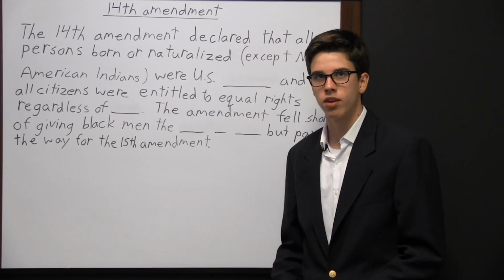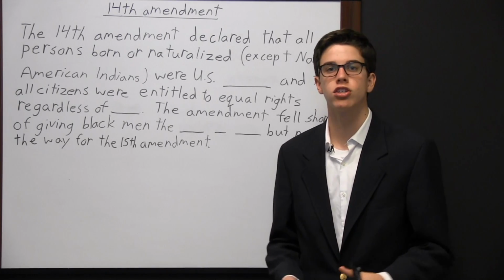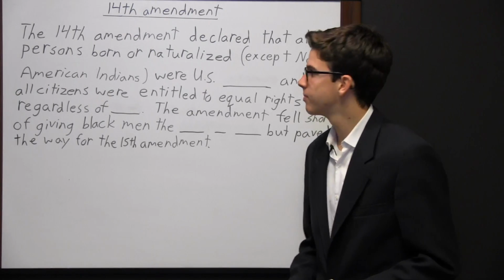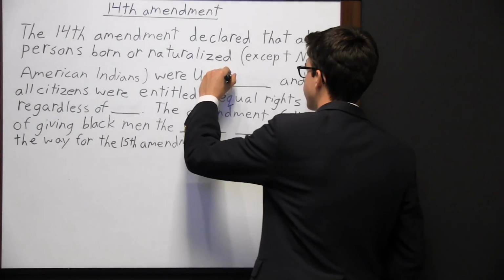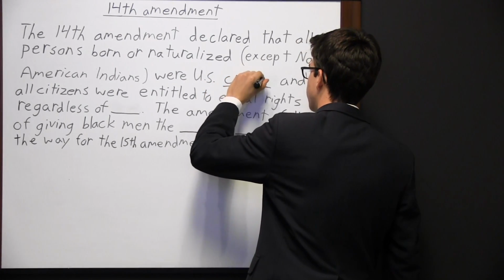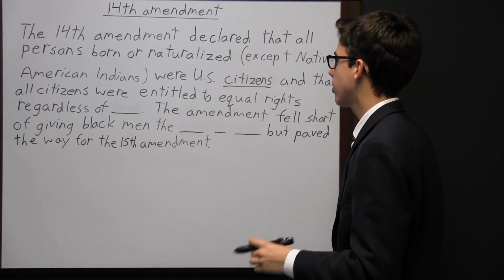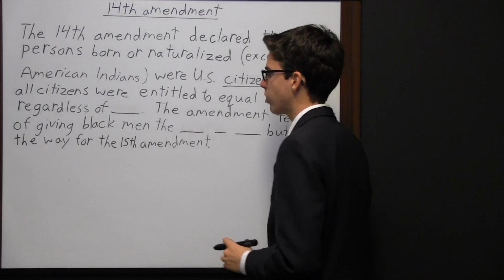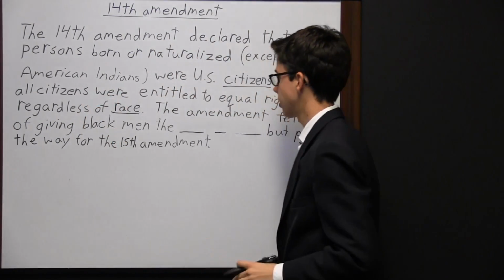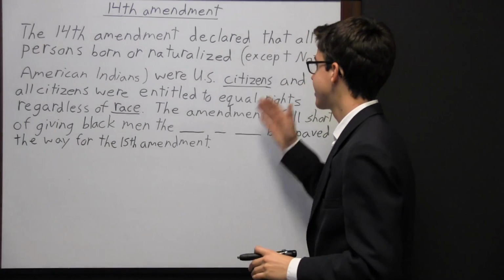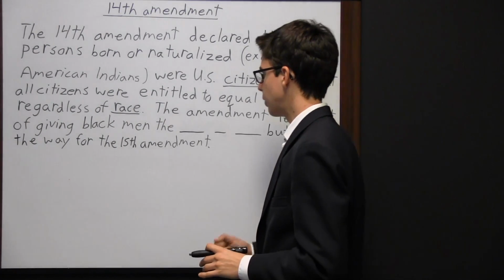The 14th Amendment was ratified on July 9th, 1868, during the Reconstruction era of the United States. The 14th Amendment declared that all persons born or naturalized were U.S. citizens. So basically, if someone was born in the U.S. or naturalized, they were considered a U.S. citizen. And then it also declared that all citizens were entitled to equal rights regardless of race. So the 14th Amendment basically did two things. First, it defined who a U.S. citizen was, and then it said that all of these citizens have equal rights.